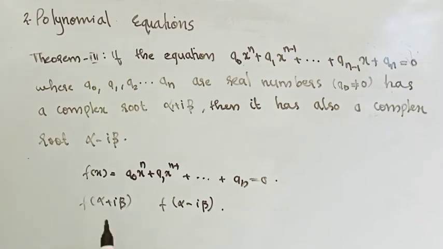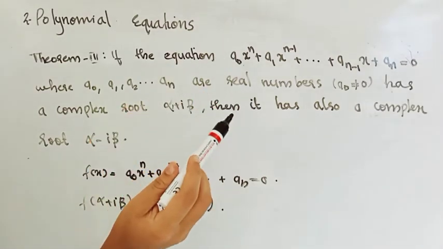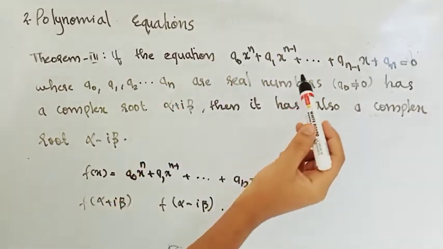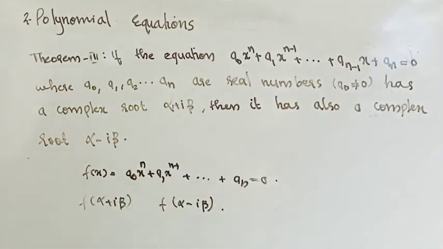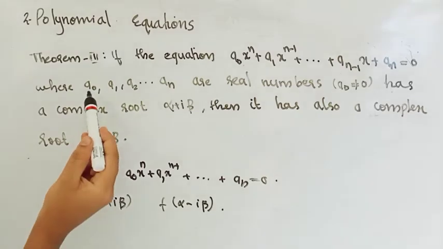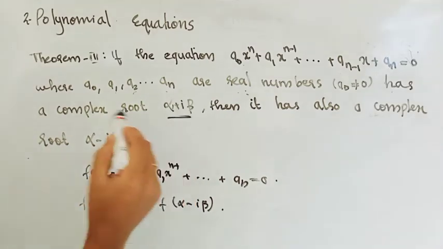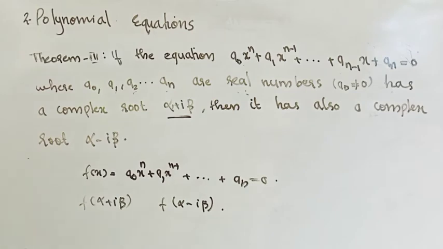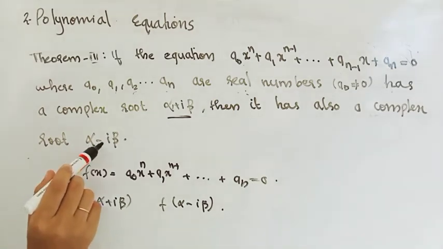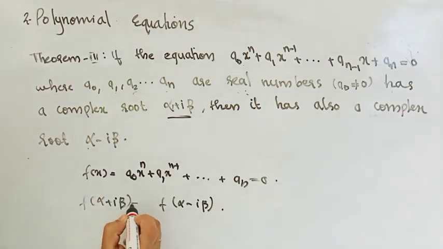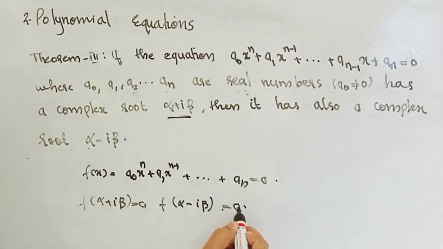The theorem says that if the equation a naught x raised to n plus a1 x raised to n minus 1 plus etc. plus an minus 1 x plus an equal to 0, where a naught, a1, a2, an are real numbers, has a complex root alpha plus i beta, then it also has another complex root, that is alpha minus i beta. This is the theorem. Now let us go to the problems.